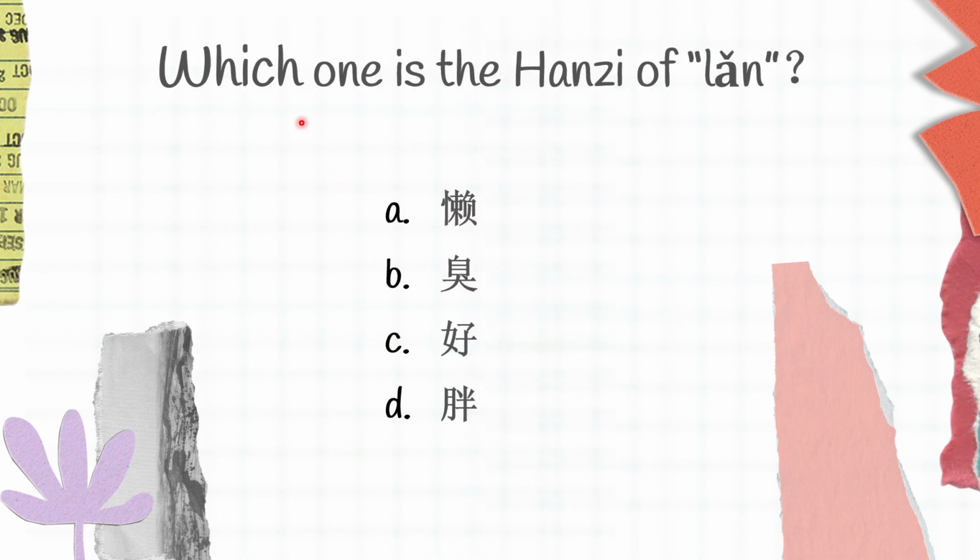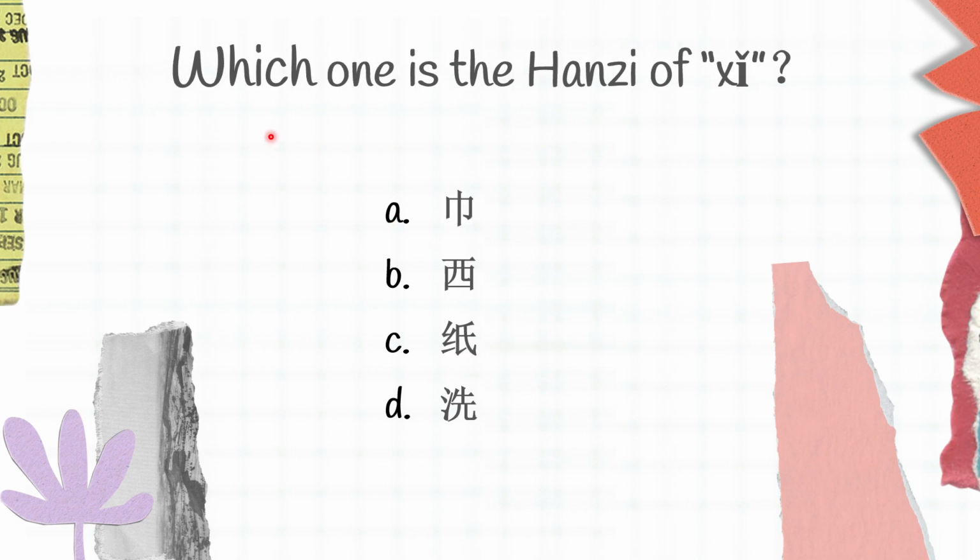So let's move on to the next question. Which one is the Hanzi of 蓝? I will explain it later. A is 蓝, B is 臭, C is 好, D is 胖. And A is the right answer for this question.